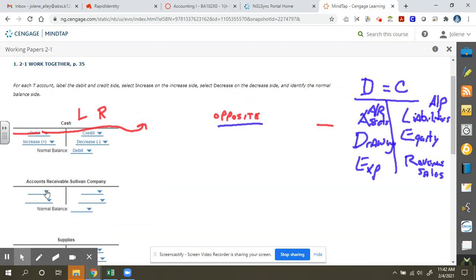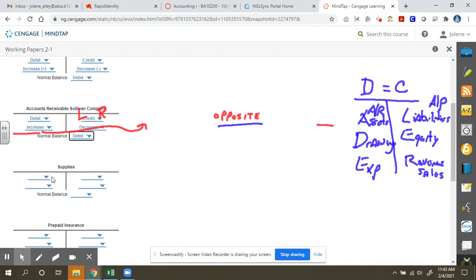All right. So now I go down here to accounts receivable. It's still debit and then it's still credit. Accounts receivable, we own it and it has value. This is something somebody else owes you money. In this case, Sullivan Company owes you money. This is an asset. It increases on the debit side, it decreases on the opposite side. And the normal balance is where it increases. Over here, debit.